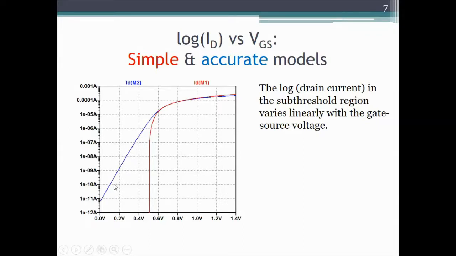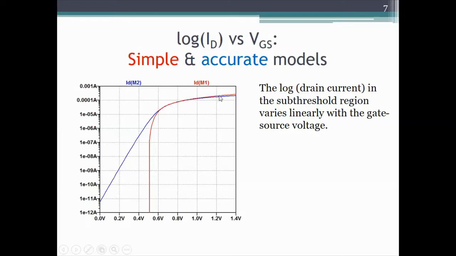And as one can see, this is linear. All right. So an exponential variation on a log scale becomes linear. So you see a linear here, and then there is a knee here. The knee is where the threshold voltage occurs, and then it is bending over and it becomes basically a quadratic. I'm sorry, linear. Yeah, quadratic in saturation.